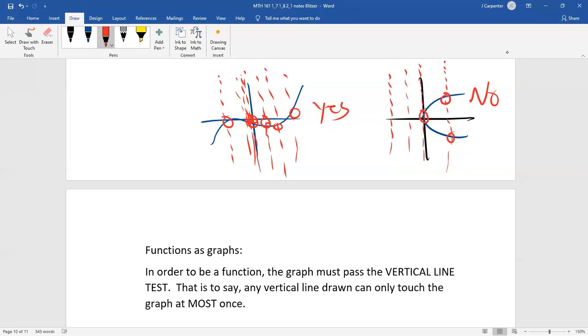Now, you don't literally have to draw a million vertical lines. Usually 2 or 3 are good enough to make your conclusion. You just have to make sure that you're accounting for all oddities. So any vertical line drawn can only touch the graph at most once. Twice means not a function. It's these simple heads or tails things that people mess up on tests, and you don't want to lose 5 points over such a ridiculously simple question. But so many students do.